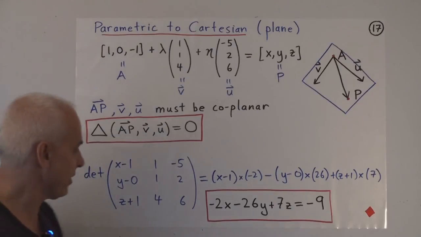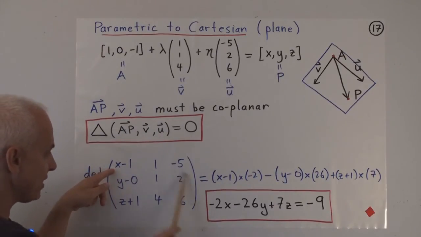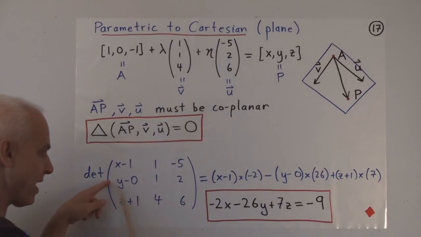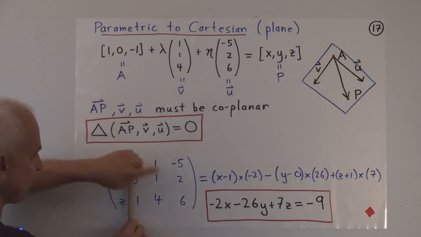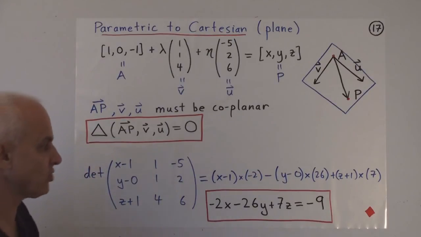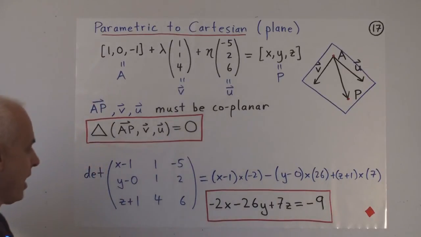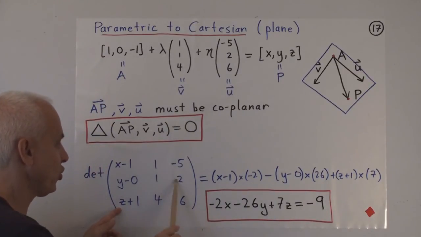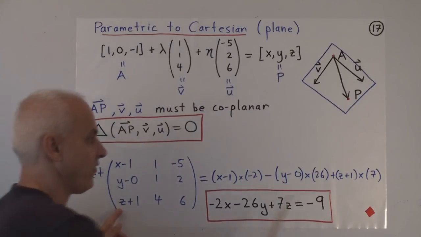So what's the determinant? (x minus 1) times this 2 by 2 determinant. 6 minus 8, that's minus 2. Minus (y minus 0) times this 2 by 2 determinant. 6 plus 20, that's 26. And then plus (z plus 1) times this 2 by 2 determinant. 2 plus 5 is 7.